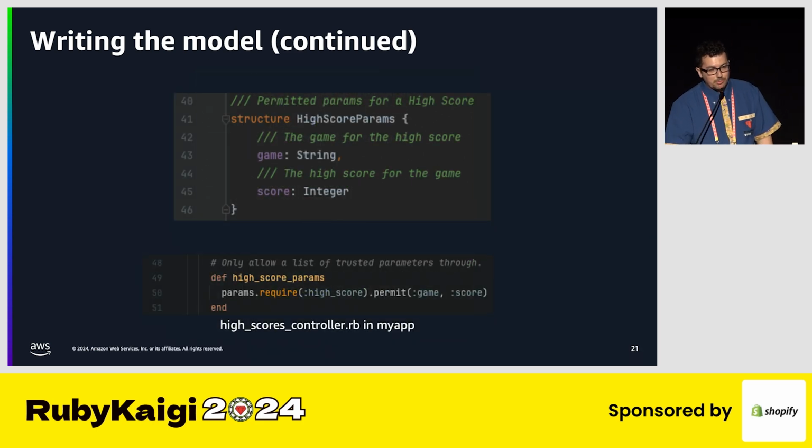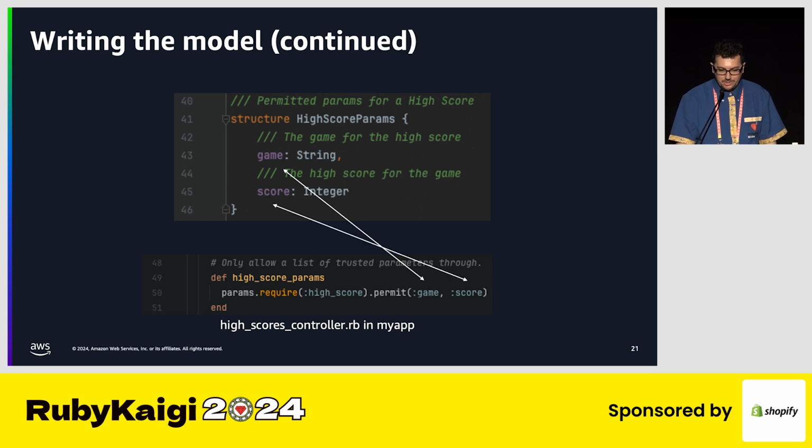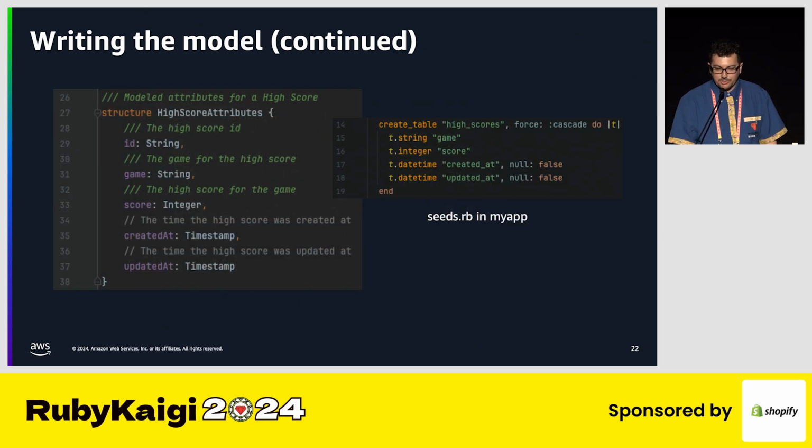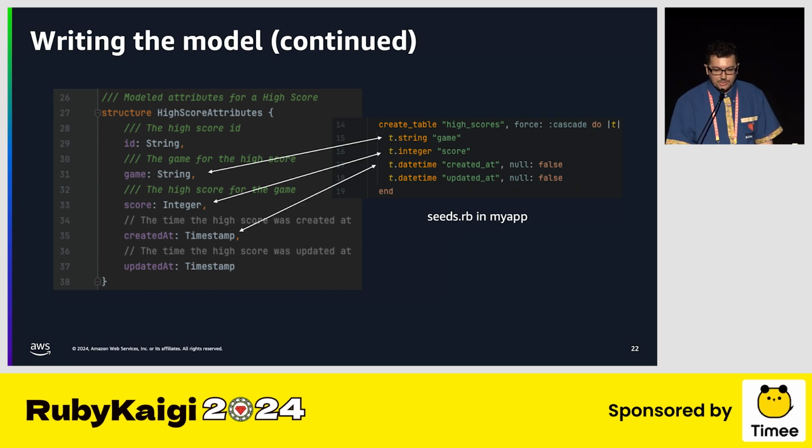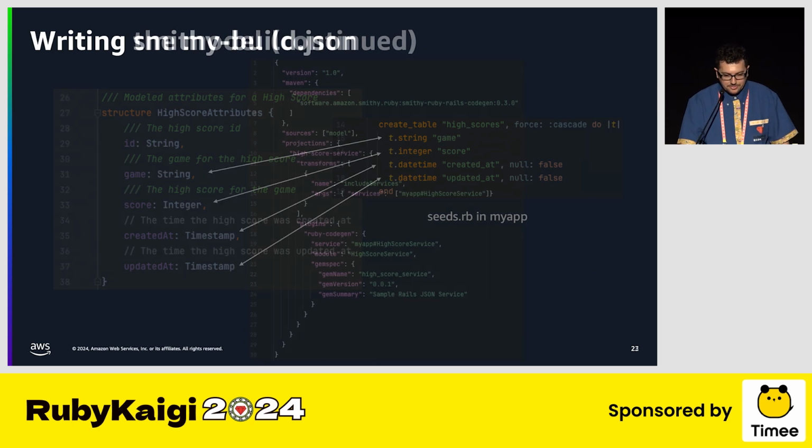The high score params are from our input. We take game and score fields to create the high score. Our controller permits these two values under a high score hash. The high score attributes are from our output. It's really just a representation of our high score model. We have a mapping of our game as a string, our score as an integer, and we also include the created and updated at times as timestamps.